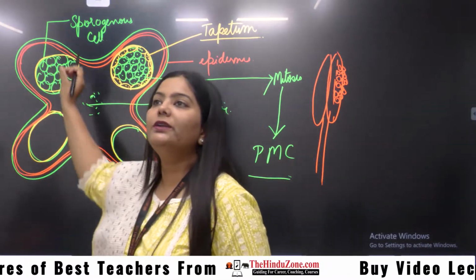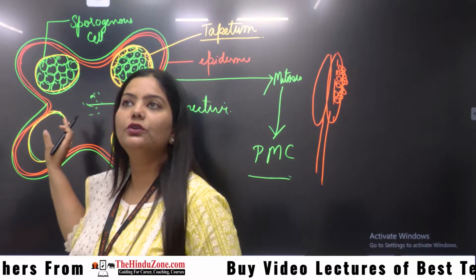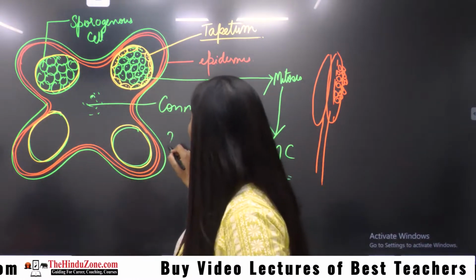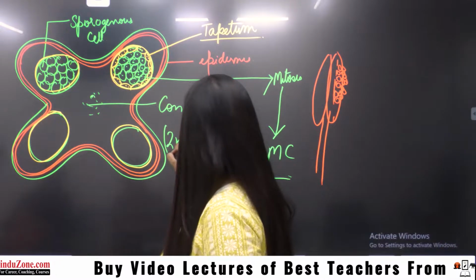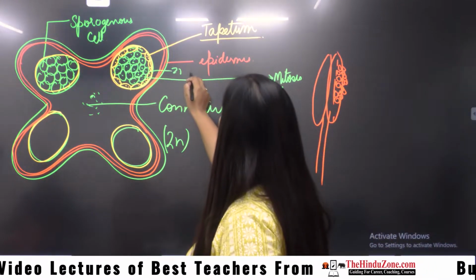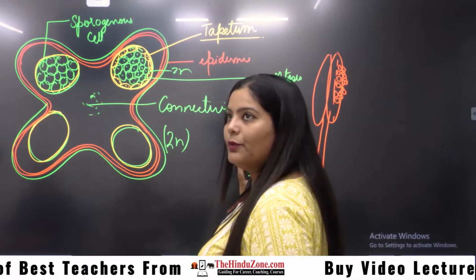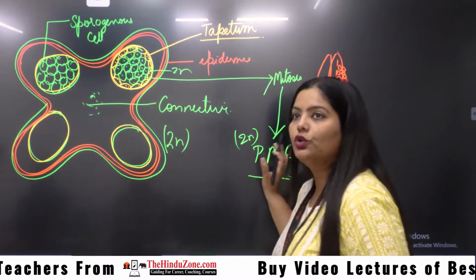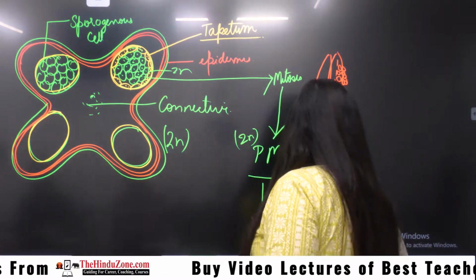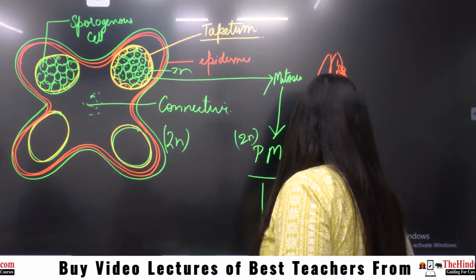Right? So what should be the ploidy of this? Diploid. Very good. Means two sets of chromosomes, 2N. Here also they are 2N, and the PMC is also 2N. The pollen mother cell is also 2N. Then this pollen mother cell, correct Ankit, goes for meiosis.